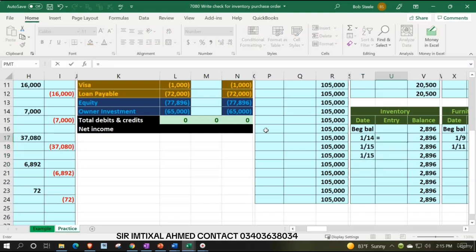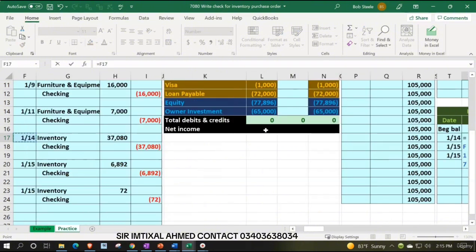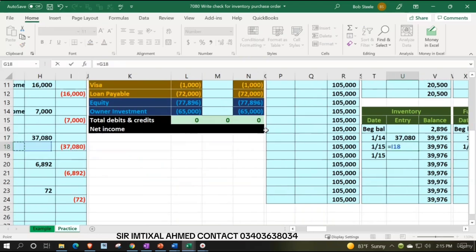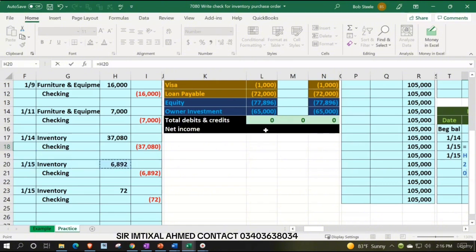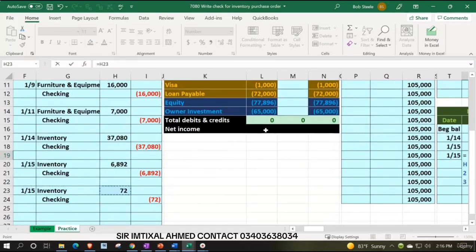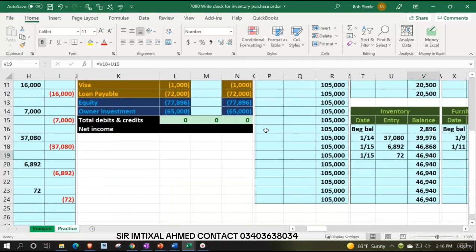And then I'm going to be on U17. I'm going to go equals, and I'm going to pick up the inventory here, which is the 3780, taking us from 2,896 up to 39,976. The second one was for the 6892, bringing us back up to 46,868. And the last one then finally was for that 72 for the ukulele, the little uke. And that's going to give us the 46,940.